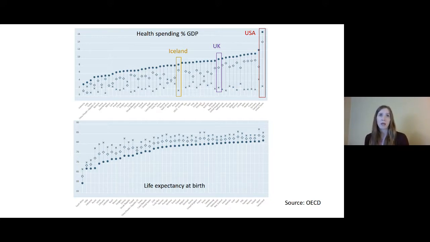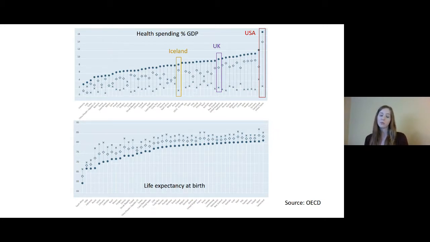is that health spending varies very widely. Up at the top there, we've got the USA, which spends more on health than any other country in the world. The UK sits about 10th place, relatively mid-level spending. And then we've got Iceland, quite a small country, quite a small GDP, and it spends relatively less money on health within that country.